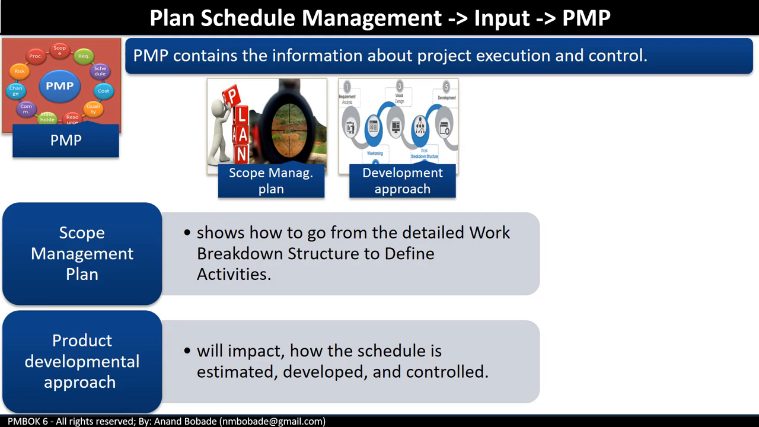There are multiple product development approaches like predictive, also known as traditional or waterfall, iterative, incremental, adaptive, also known as agile approach, and or hybrid approach. So the approach will affect how the schedule is estimated, developed, and controlled. So both these inputs from the project management plan can be very useful for planning.